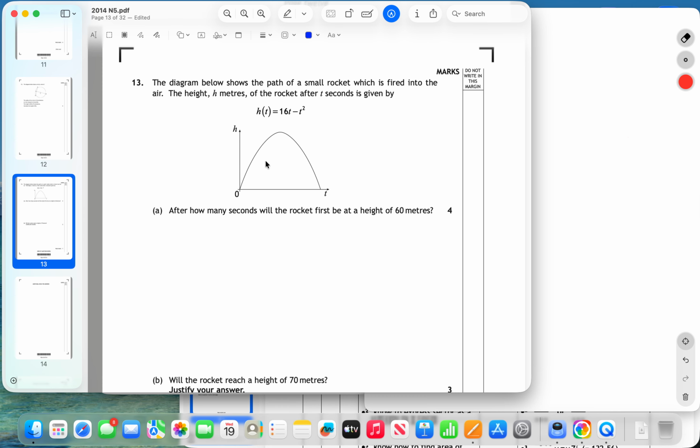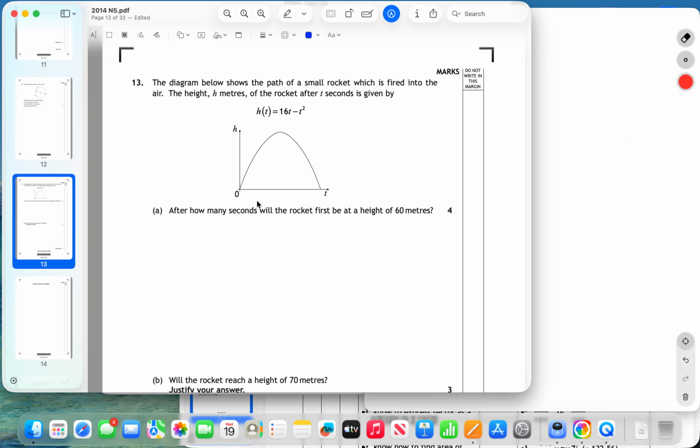Now, you've got the function of h in terms of t. It's a quadratic, and we know that because it's a minus t squared. We've got a t squared term, so that's the quadratic. So we have the function, and this dictates the height if we know the time. And we're given a graph below it. Before we go into the question and actually answer the question, I will have a look at the graph.